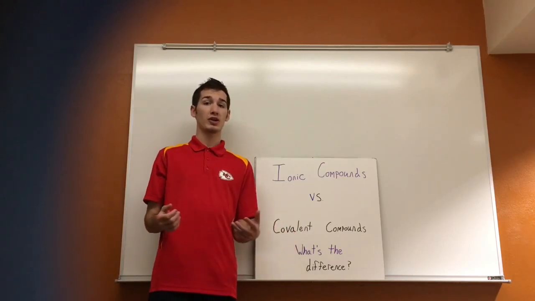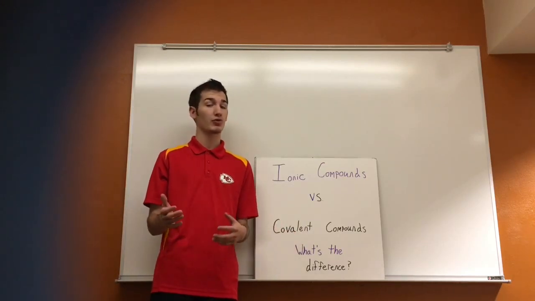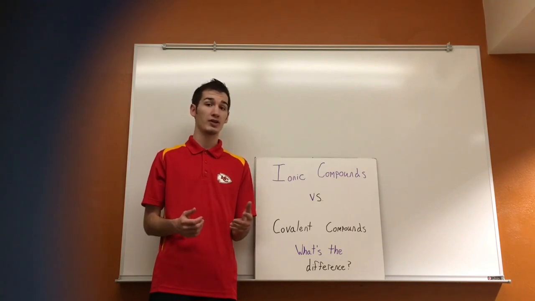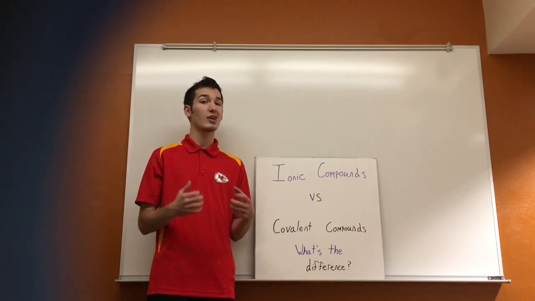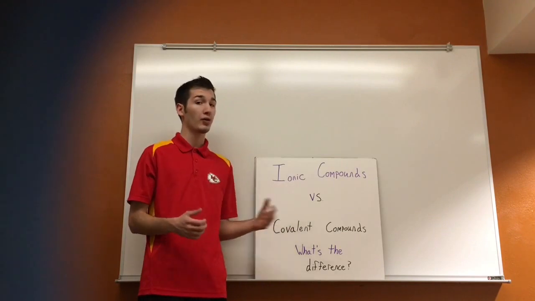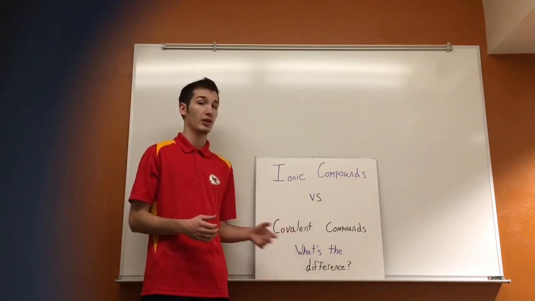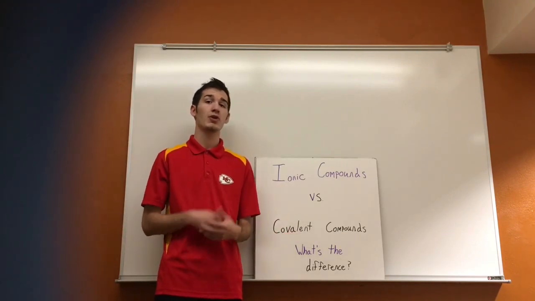Now you guys have kind of looked at some of these different and similar physical properties in your lab already. But today we're going to really take a deeper look into what makes an ionic compound an ionic compound, and a covalent compound a covalent compound. So let's take a look.